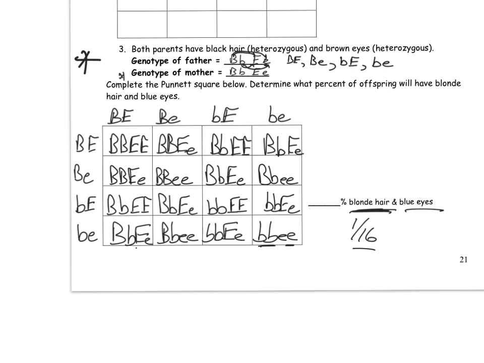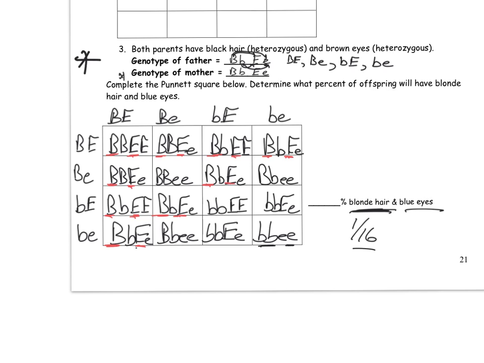Why do I say that? Because all you need to have black hair is one big B. And all you need to have brown eyes is one big E. So you see all of these have one big B and one big E because they're dominant. These are dominant phenotypes. All of these have at least one big B and one big E. It's just that simple.